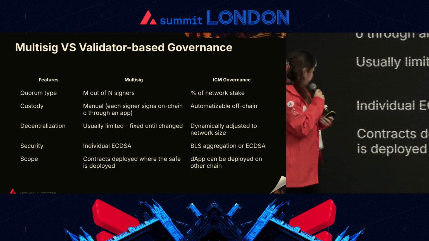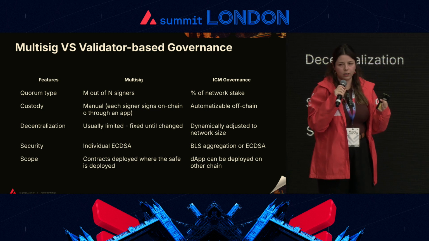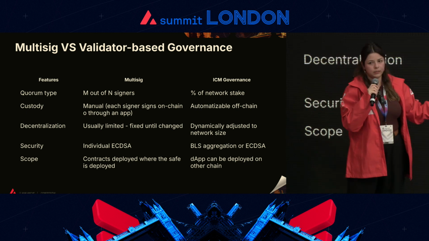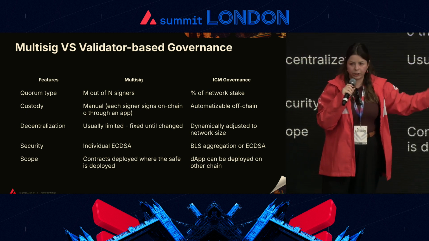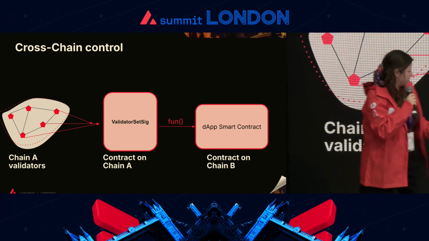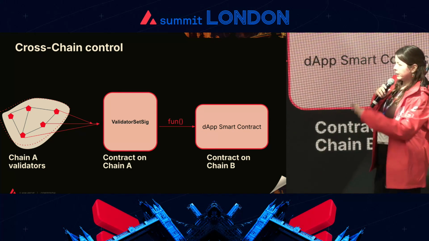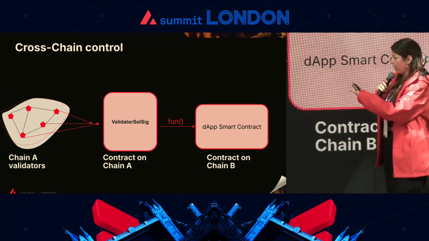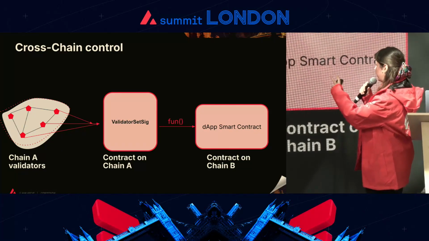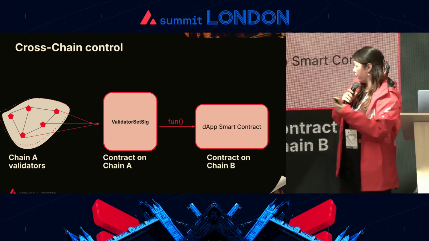Also, there is the scope. Multi-sigs are usually for contracts that are deployed on the same chain where the multi-sig contract is deployed, while in validator governance you can interact with other chains. So you can basically have your own chain making decisions. I'm going to move here. You can have a chain A with a set of validators and a contract deployed on chain A as the main signature contract, and then the smart contract of the dApp that you want to have some power over deployed on another chain.